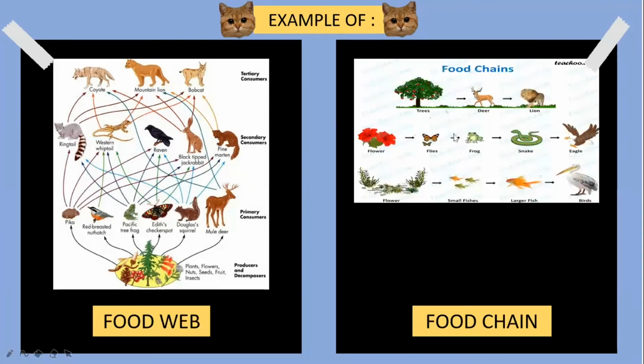This is an example of a food chain. So this is a grazing food chain. In a grazing food chain, this is the first trophic level, second, third. The same goes for the other food chains.